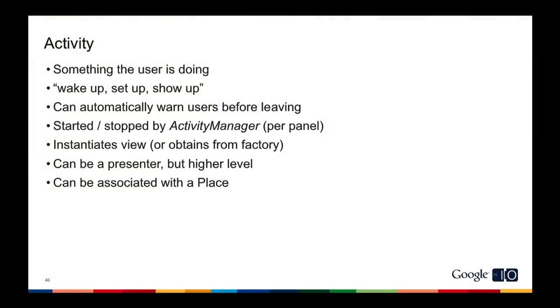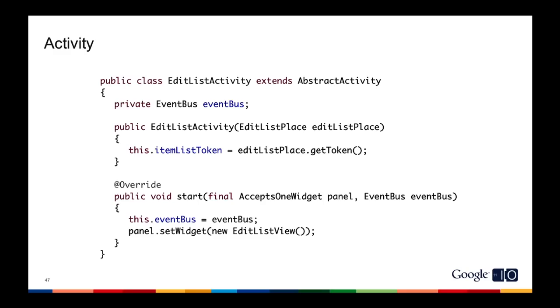Now, activities are started and stopped by an activity manager, and you have one activity manager per panel on your screen. So you can have multiple activities going all at the same time. They take care of instantiating the view for a particular area of the screen, and they can be presenters in MVP parlance, but they don't have to be. It's really intended to be a higher level concept. But an activity can be associated with a place as well. We'll look at that all in a minute in a big, complicated diagram.